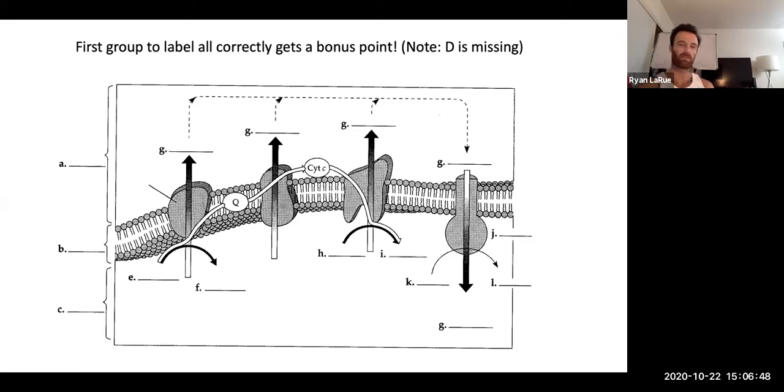Well, that's why we're gonna take a look at it right now. So I'll give you another minute here, and then we'll go over it.